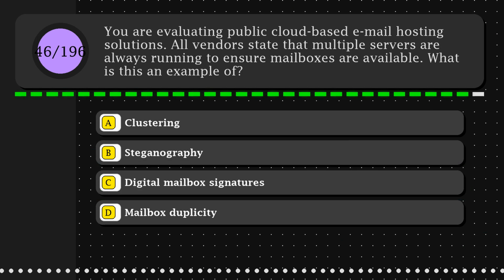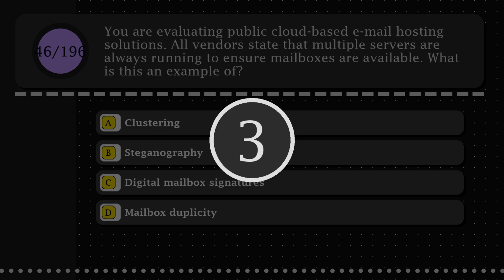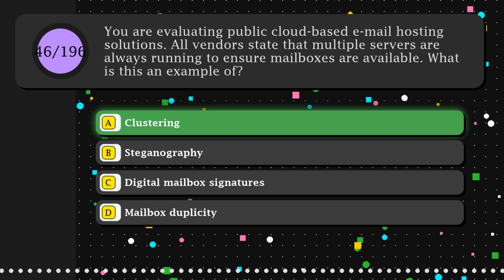Question 46. You are evaluating public cloud-based email hosting solutions. All vendors state that multiple servers are always running to ensure mailboxes are available. What is this an example of? Option A, clustering. Option B, steganography. Option C, digital mailbox signatures. Option D, mailbox duplicity. The correct answer is option A, clustering.